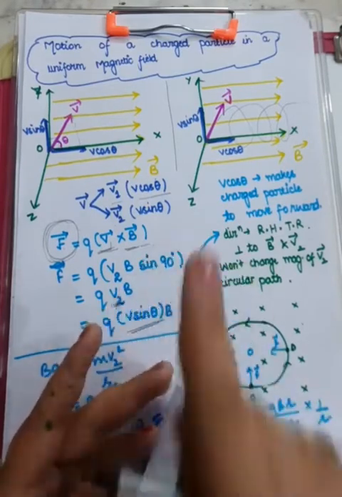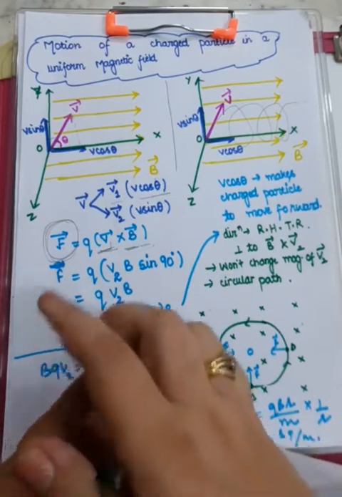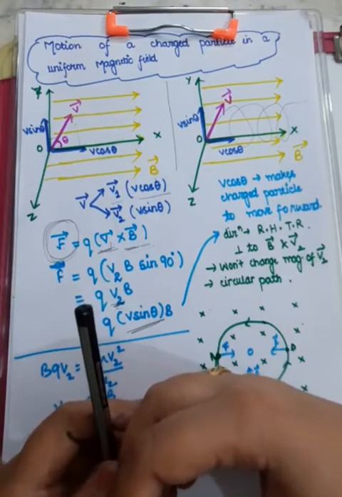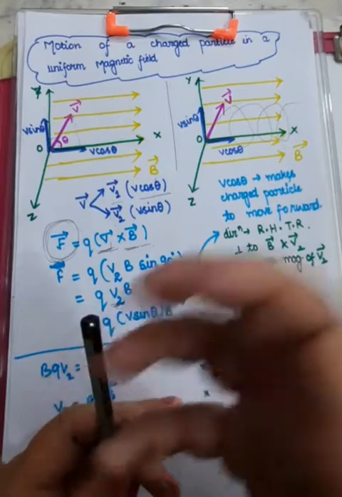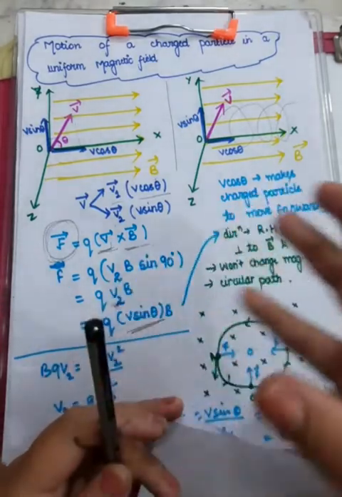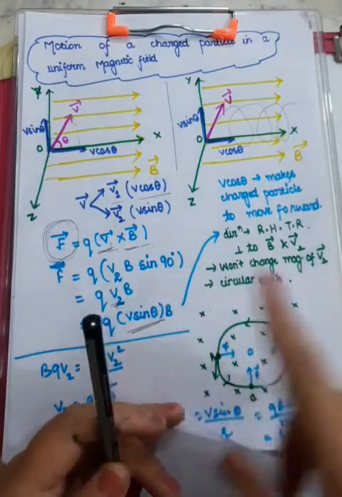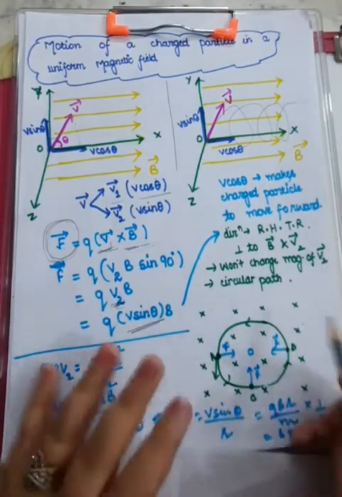this force will do something because it is acting on the charged particle. So this force will try to change the direction of motion of the charged particle, and moreover this force will try to move the particle circularly. Okay, it will try to move the particle circularly. I'll give you a justification why this happens.